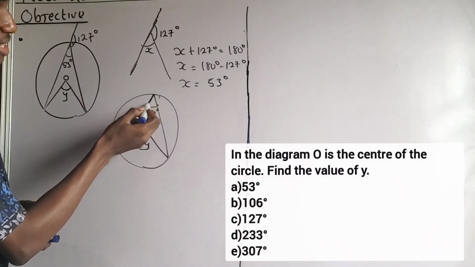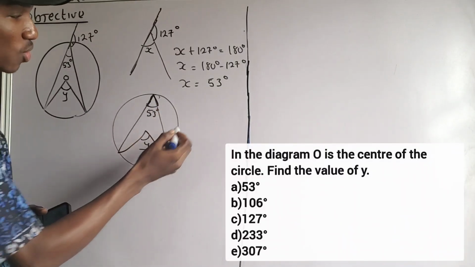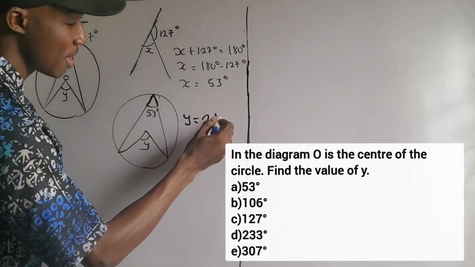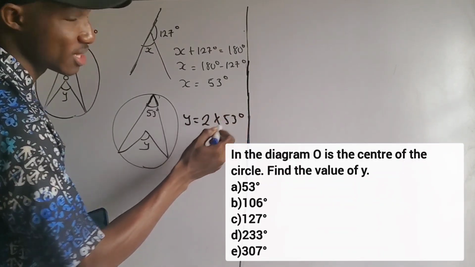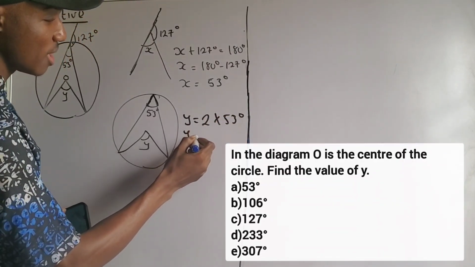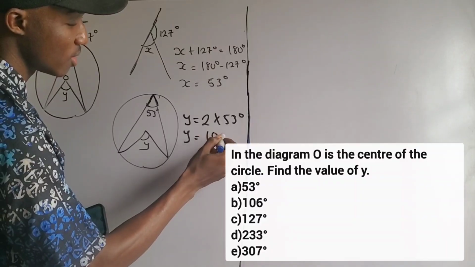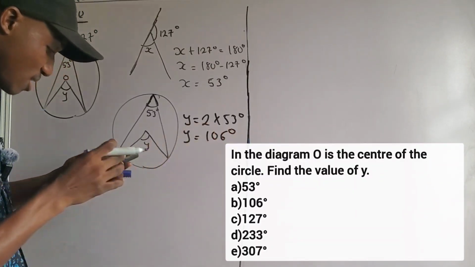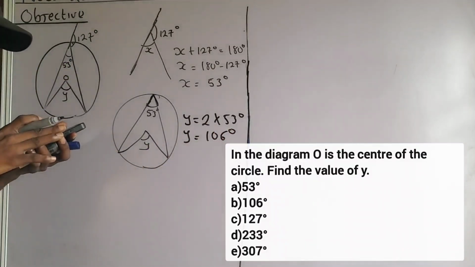The angle that lies on the circumference here is what? 53 degrees. So y equals 2 multiplied by 53 degrees. Do you understand? So the value of y equals 106 degrees. That is the value of y.